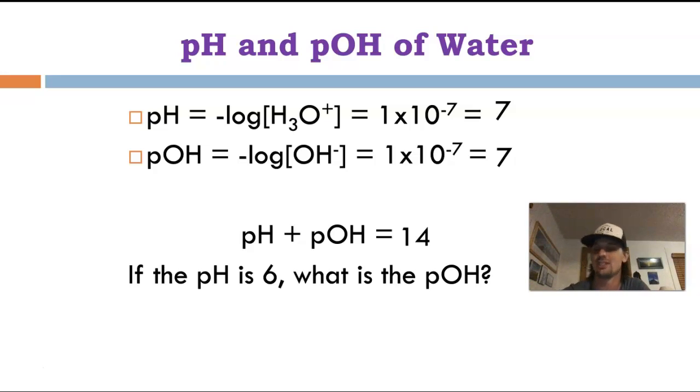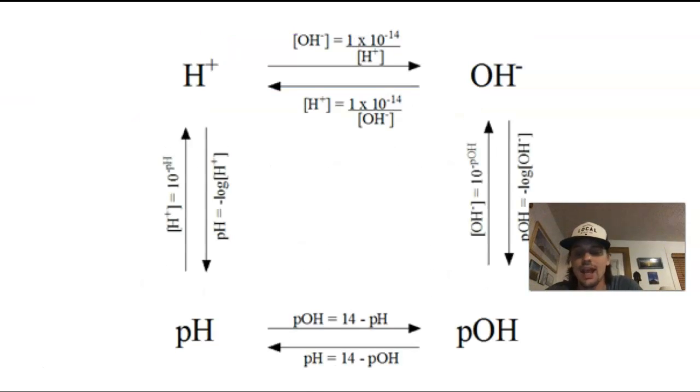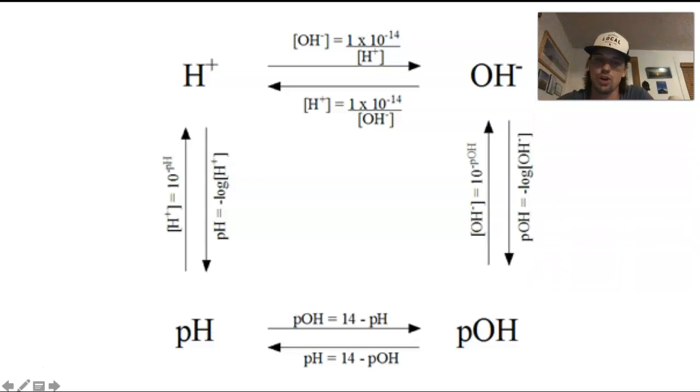So if pH is 6, what is pOH? Hopefully you understand. 6 plus what equals 14? 8. The pOH is 8. I want us to know and understand that relationship very well, and that's what our homework is. This is a chart used to go from pH to hydrogen ion concentration to OH to pOH and how they're all related.